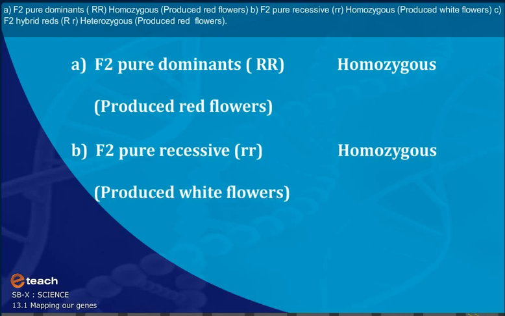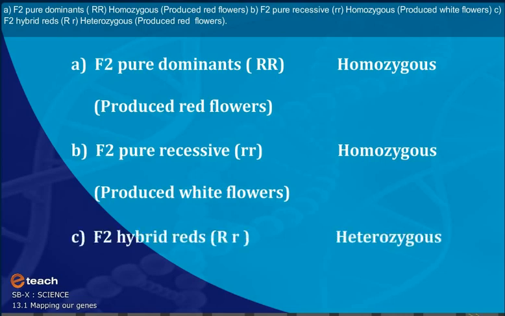B. F2 pure recessive, that is small rr, homozygous. They produce white flowers. C. F2 hybrid reds, that is R small r, heterozygous, and they produce red flowers.